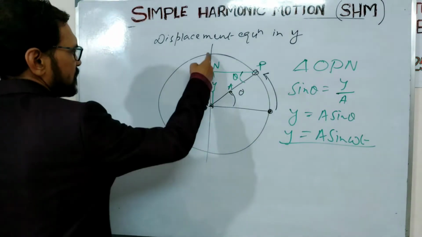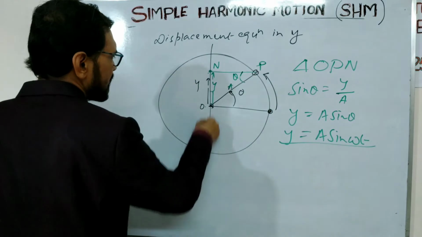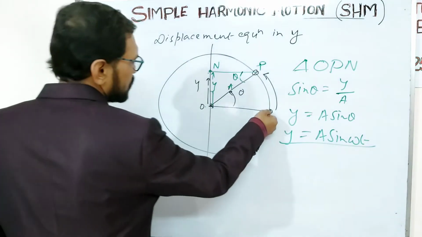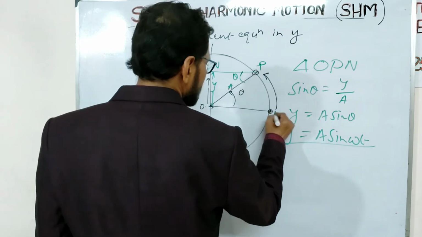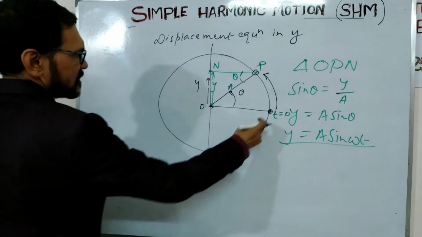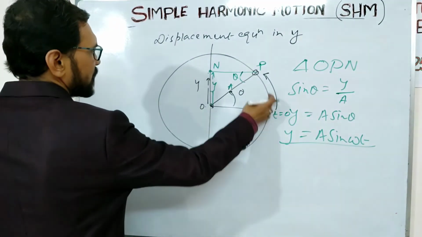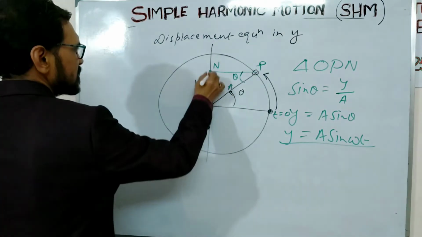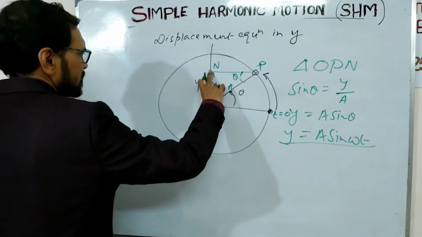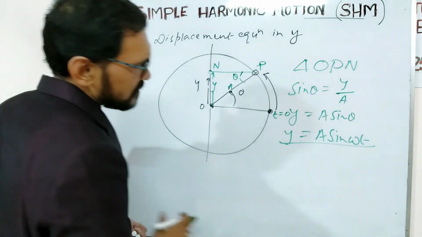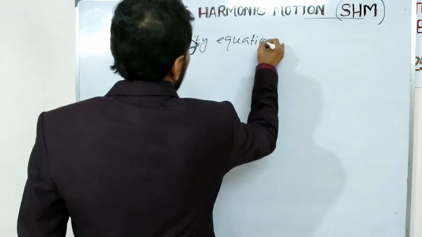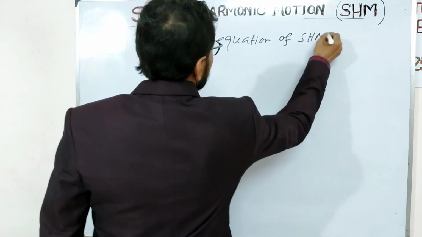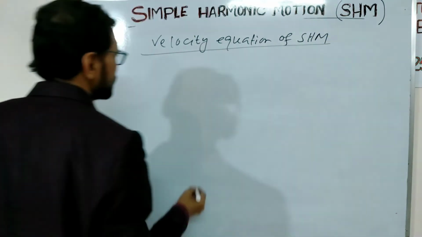So if we express the displacement in terms of y, then we have to start from here. The particle discussed in circular motion starts from this position. So this is the mean position, and if the particle rotates, then the foot also rotates along the y direction. So we take y as the displacement equation of SHM, and then the velocity equation of SHM.